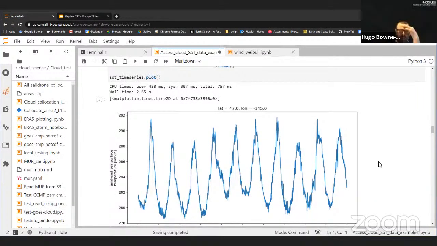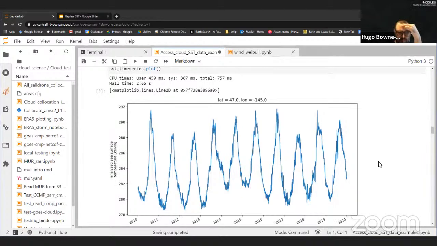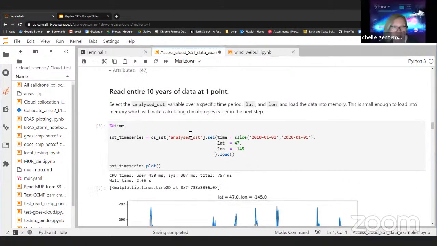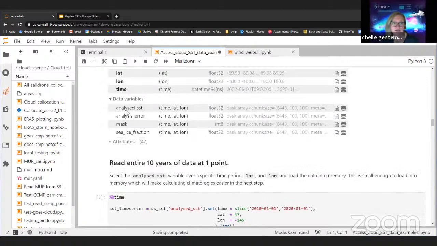Awesome. And so if you scroll up, SST time series, what type of object is that? This is an xarray data set. So these are data arrays. Yeah, great. Still an xarray.